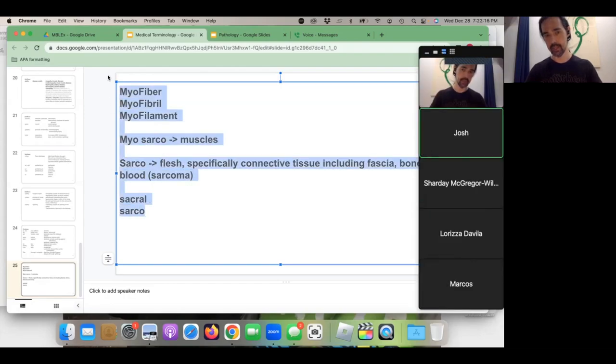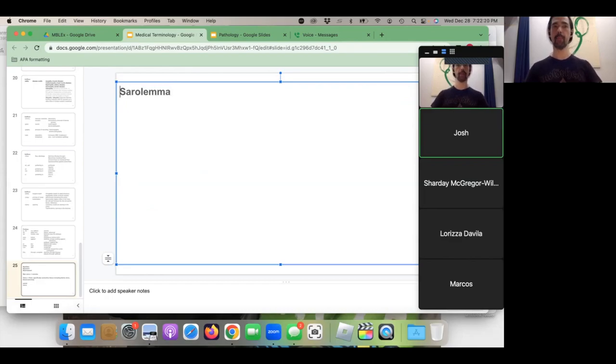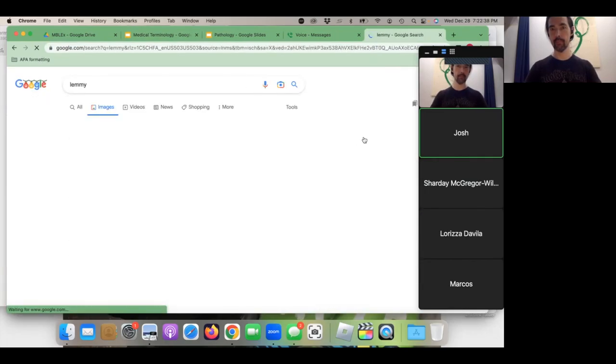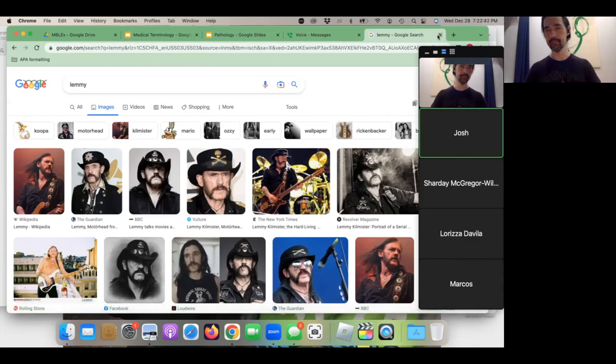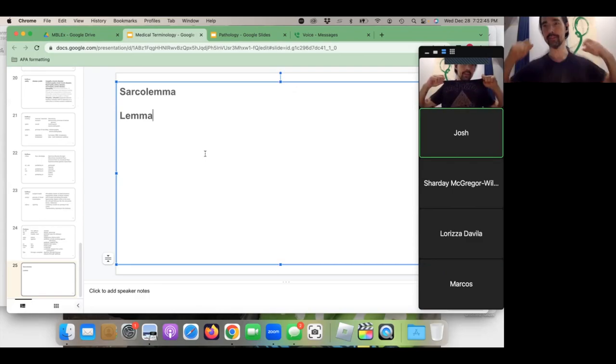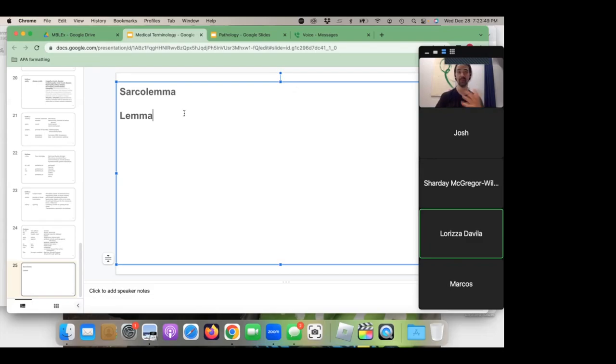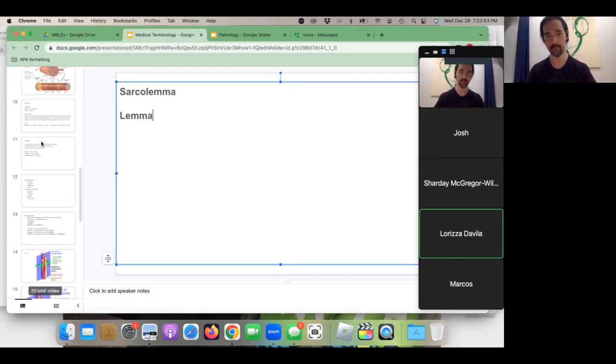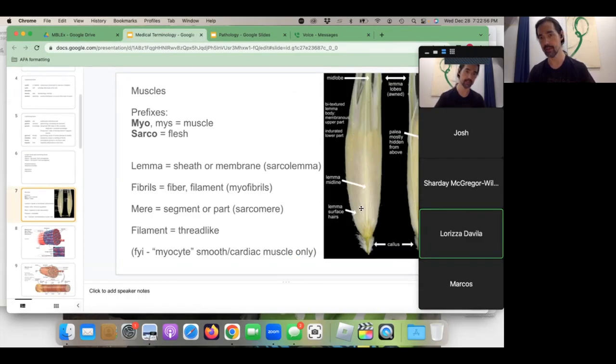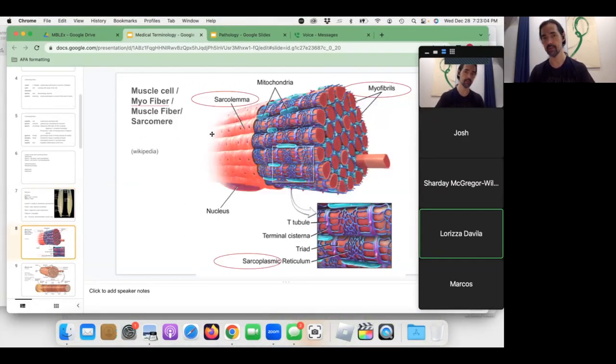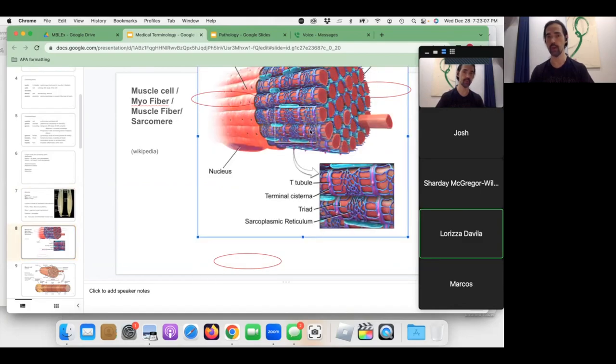All right. And then a sarcolemma. What is that? Does anyone remember sarcolemma? Do you remember what the word lemma means? Lemma. That's Lemmy. Motorhead for life. Anyway, lemma. So lemma means membrane or wrapping, right? Remember that the lemma of a grain is the husk or the outside, the membrane, right? And lemma means sheath.